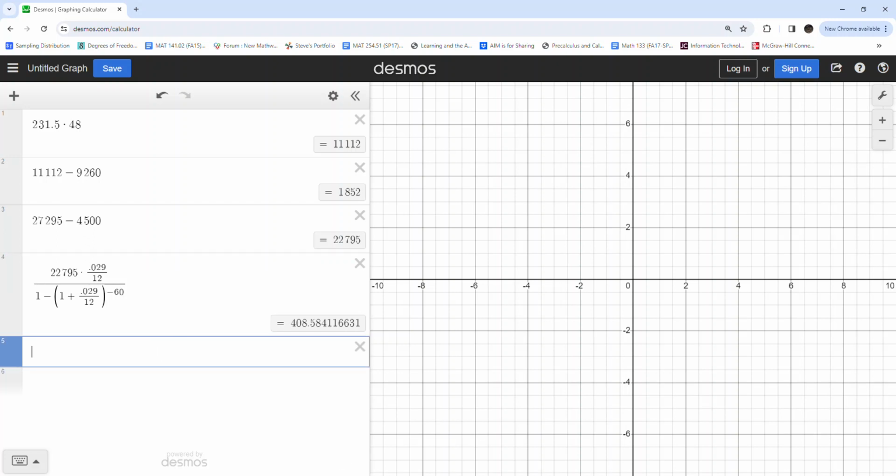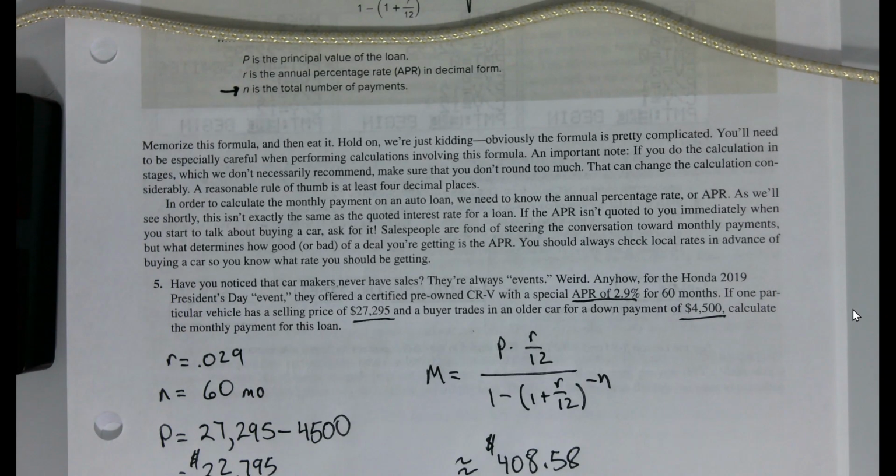So if we want to know how much we are actually going to pay, this is just extra, by the way, we would take that $408.58 and multiply it by 60, and by the end, we'd pay $24,514.80. That's the total price for the monthly payments. If we subtract the amount we borrowed, there's the extra, $1,719.80. But that's just extra. We weren't actually asked to find that out at this moment.